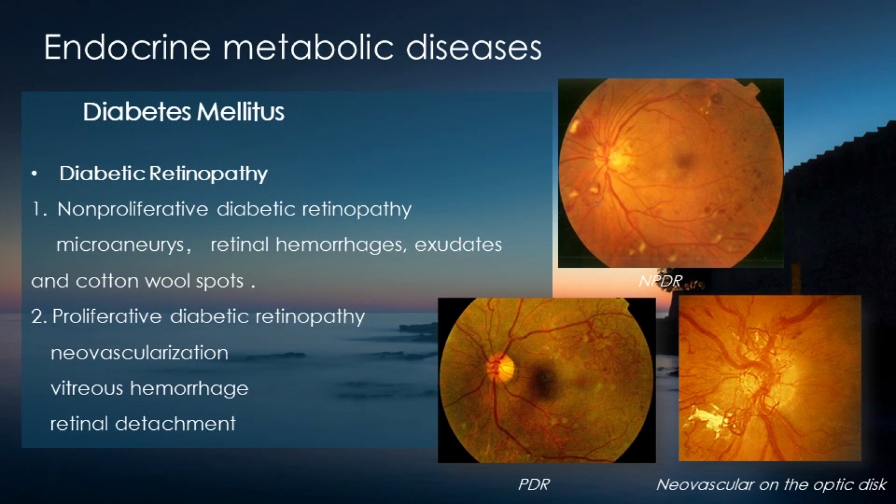Diabetic retinopathy is classified into non-proliferative diabetic retinopathy and proliferative diabetic retinopathy. Non-proliferative diabetic retinopathy is manifested as microaneurysms, retinal hemorrhages, exudates, and cotton wool spots. Proliferative diabetic retinopathy is characterized by the presence of new vessels on the optic disc or elsewhere in the retina. If the blood vessel ruptures and bleeds, massive vitreous hemorrhage may cause sudden visual loss. Neovascularization may cause vitreoretinal traction, which can lead to retinal detachment.